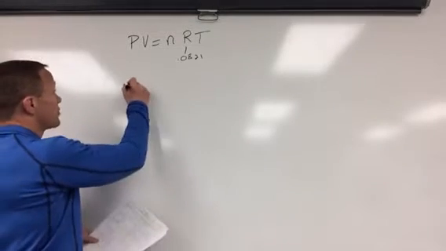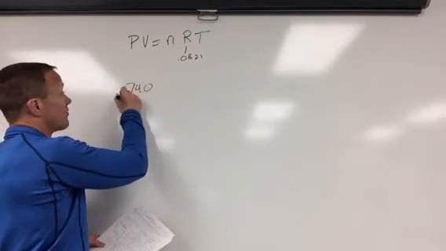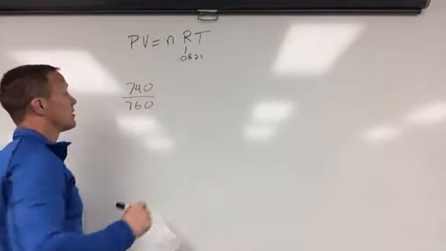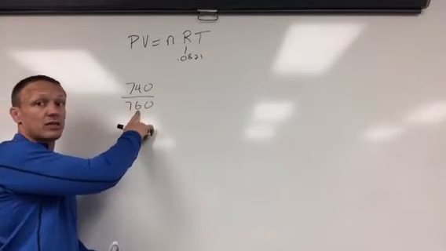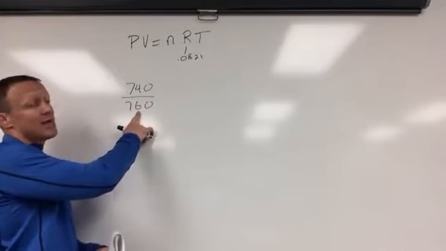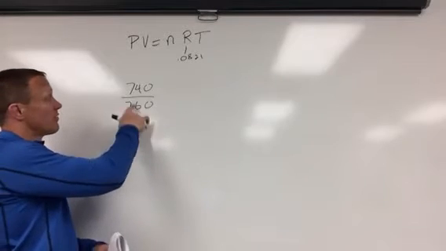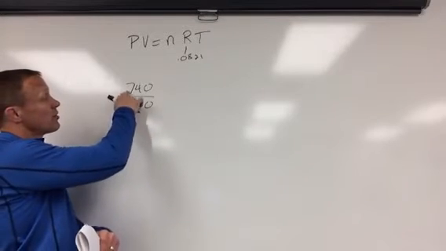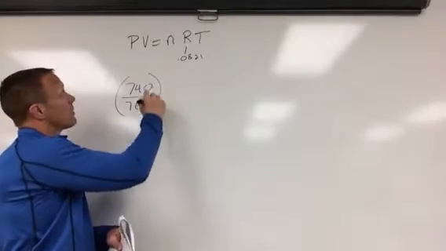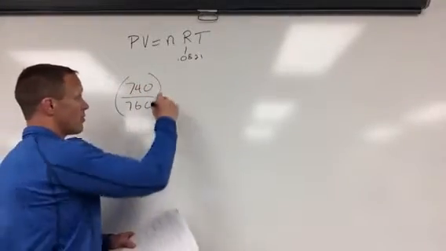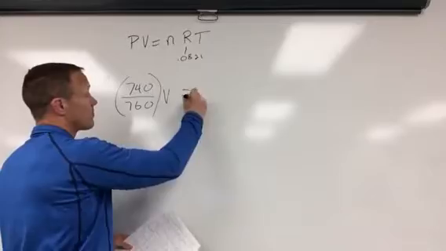So our pressure is 740 millimeters of mercury. Remember, we have to divide that by 760, because 760 is 1 atmosphere. So pressure has to be in atmospheres. We're going to take 740 divided by 760. That gives us how many atmospheres we have, so a little bit less than 1 atmosphere. It wants to know what the volume would be, so there's our variable we're looking for.